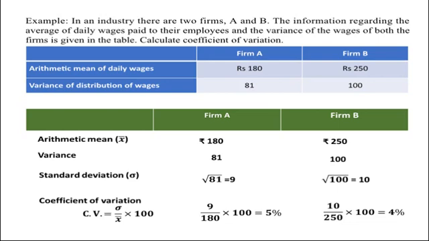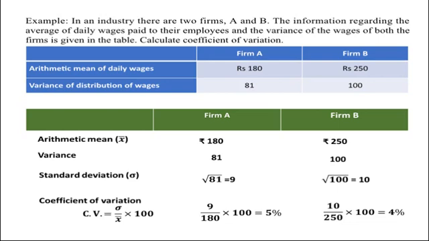The formula for calculating coefficient of variation is sigma divided by x bar multiplied by 100. We have the mean of both firms, which means we have to find the standard deviation. Standard deviation is the square root of variance. So the standard deviation of firm A is the square root of 81, which will be equal to 9. Similarly, the standard deviation of firm B will be equal to the square root of 100, that will be equal to 10.